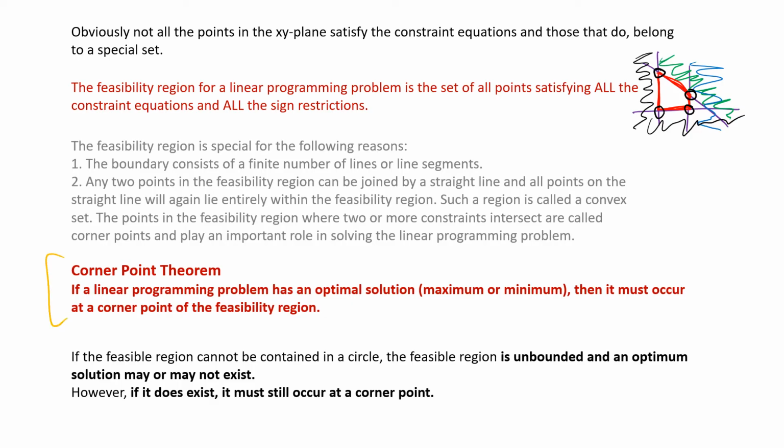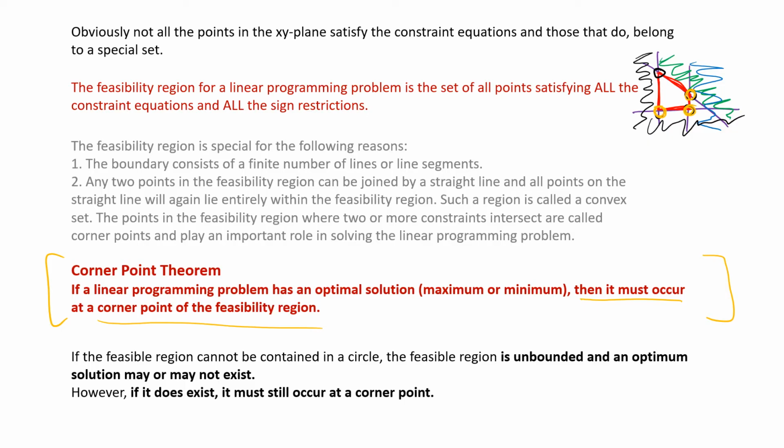The corner point theorem basically says that if a linear programming problem has an optimal solution, that is, if it has a maximum or minimum, then it must occur at a corner point of the feasibility region. And this is whether or not the feasibility region is bounded or unbounded. I'll speak about that now. However, if it is unbounded, then your optimal solution may not exist. So if it's bounded, an optimal solution exists. And if an optimal solution exists, it's going to be sitting at one of these corner points.